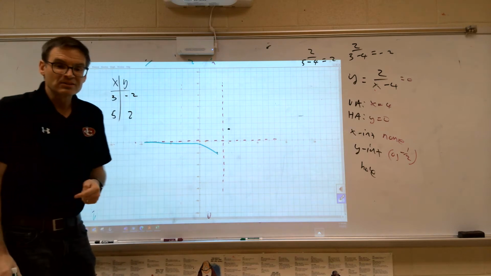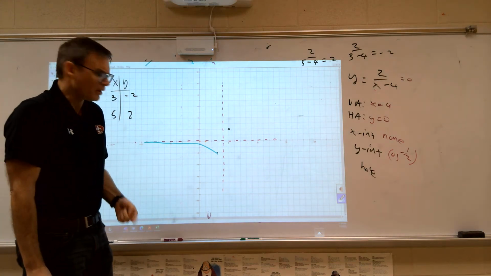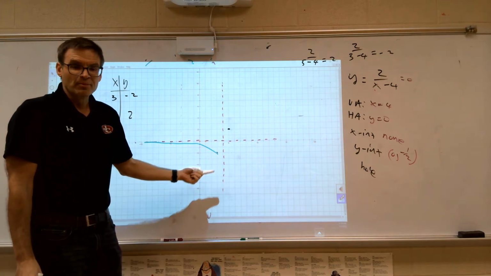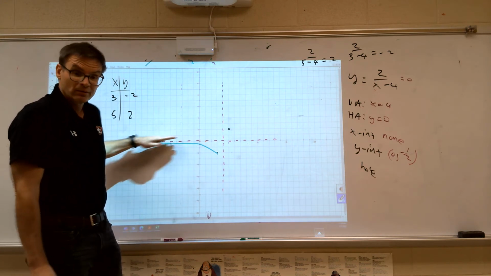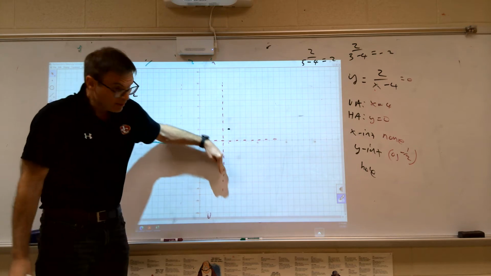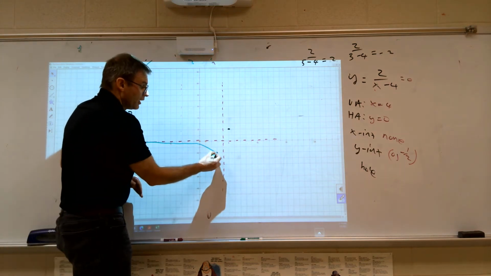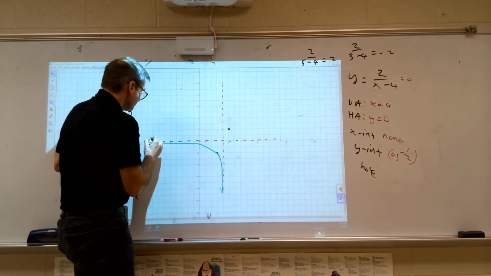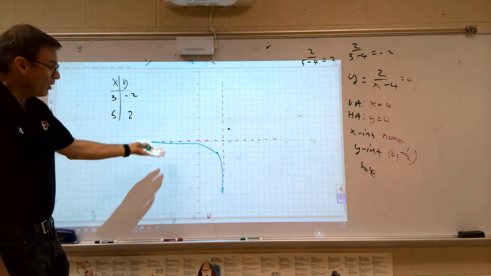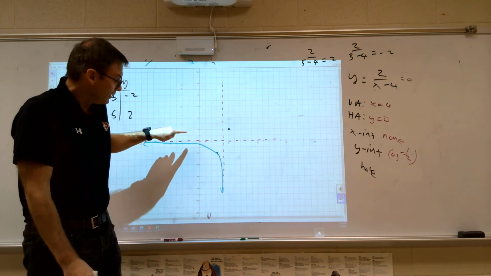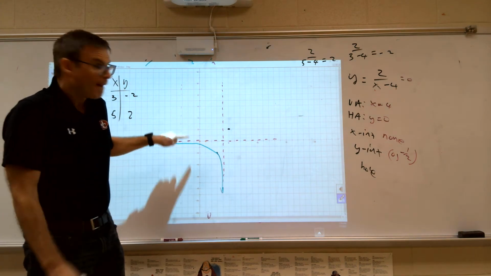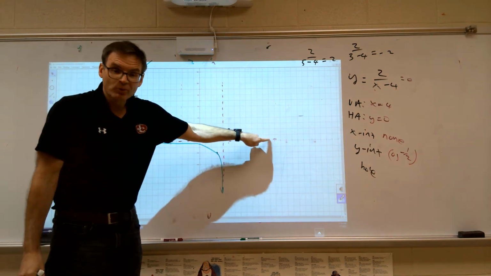Then I have to make a decision. I've got a vertical asymptote, and I'm either going up the wall or down the wall. Based on how I'm drawing, this looks like I'm going down the wall, so I'm going to go down the wall. Now I've drawn this part, the left part. Now I'm going to go to the right.